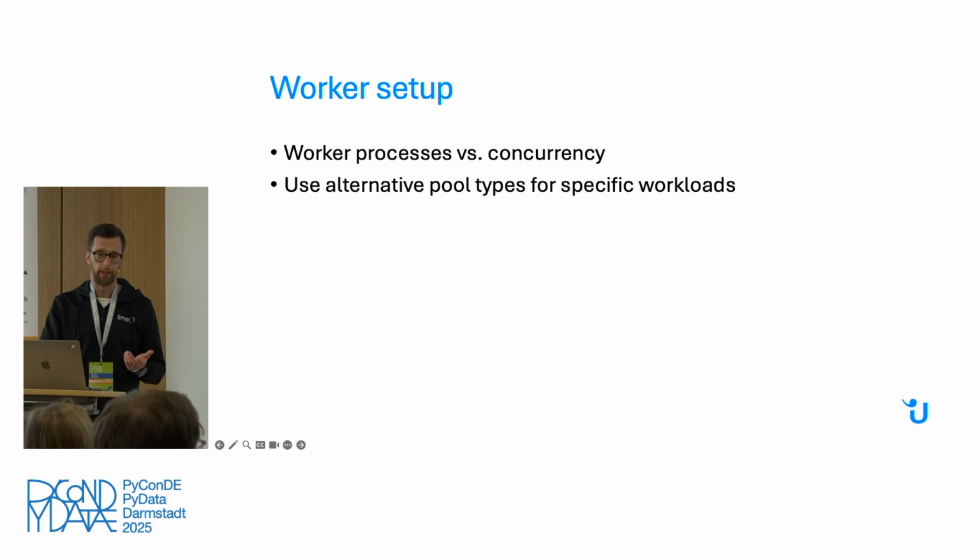For something that is very I/O intense, you might consider an event-based pool type, where that doesn't really make sense for something that is computationally intensive, where you want a pre-fork-based pool, which can then be executed in parallel.